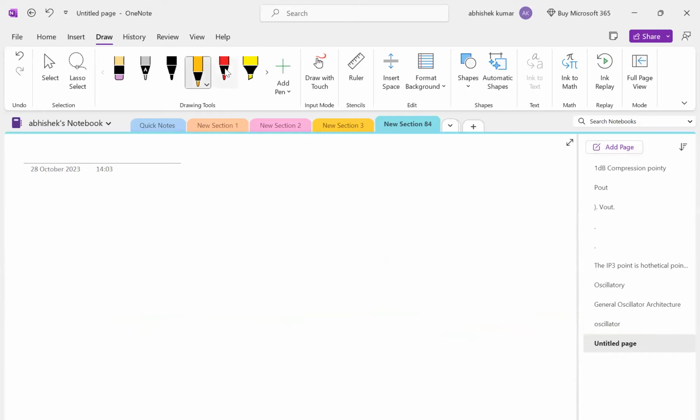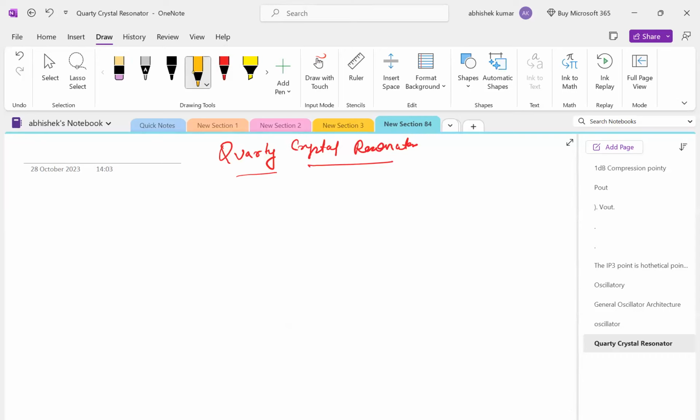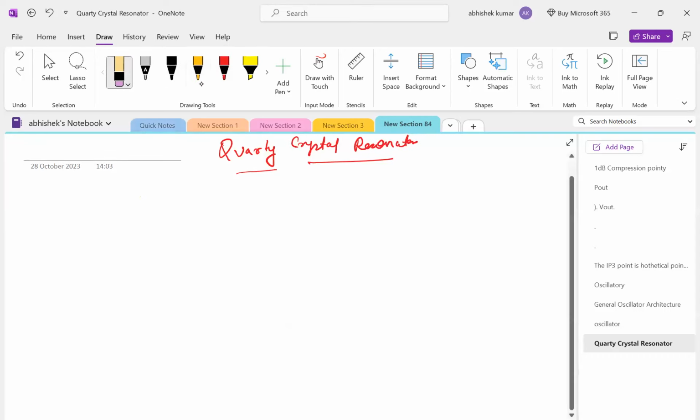After the LC oscillator, we have the quartz crystal oscillator, or quartz crystal resonator. The advantage of the quartz crystal resonator is that it has good stability, because quartz is a piezoelectric material. An applied voltage causes shape changes, or shape changes generate a voltage. Quartz exhibits the piezoelectric effect.